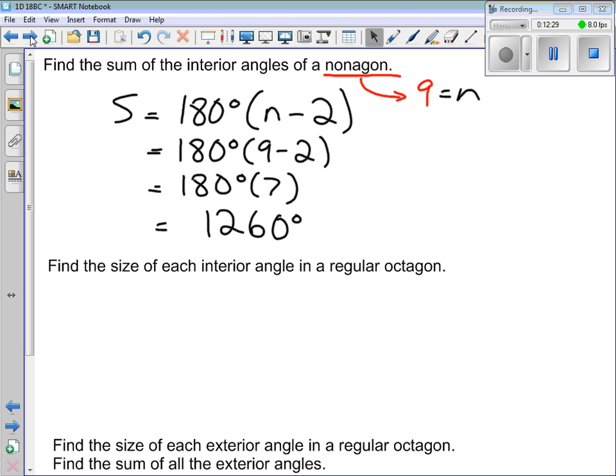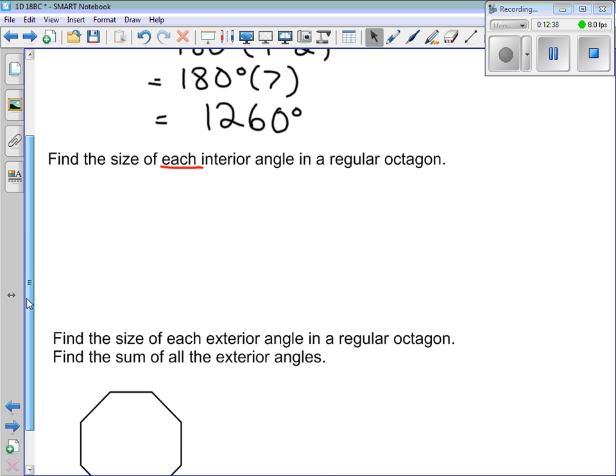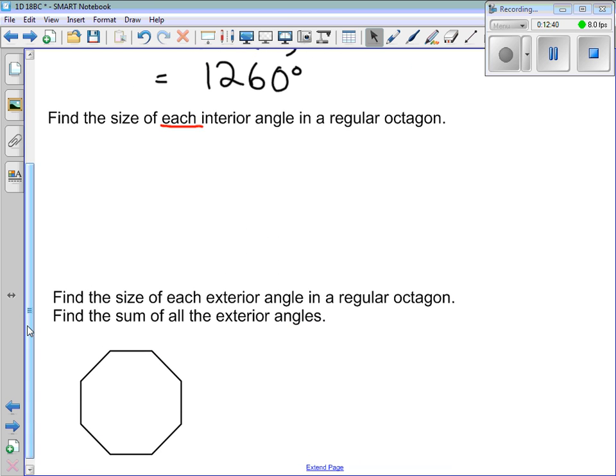Next question here. Find the size of each interior angle in a regular octagon. We've got a picture of an octagon down here at the bottom that we're working with. So this is a regular octagon. How do we know it's a regular octagon? Andrew, how do we know? All the angles are the same, and what else? All the sides are the same.